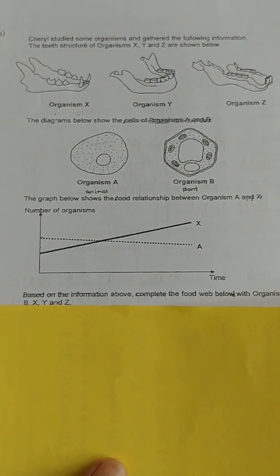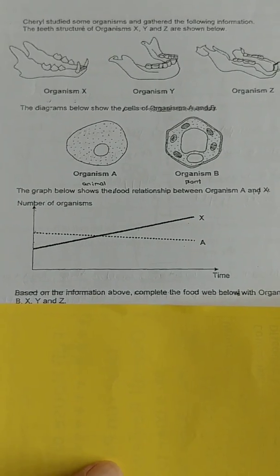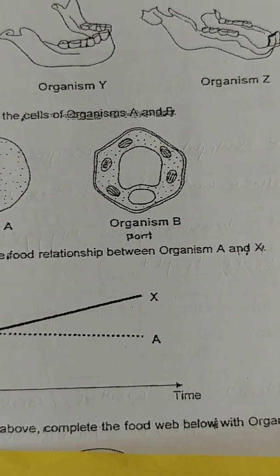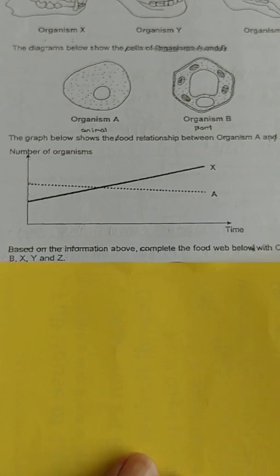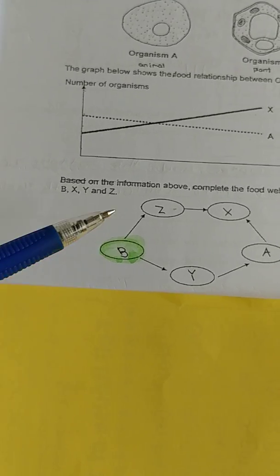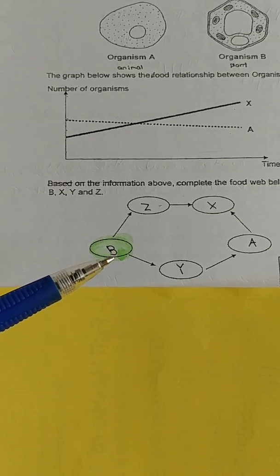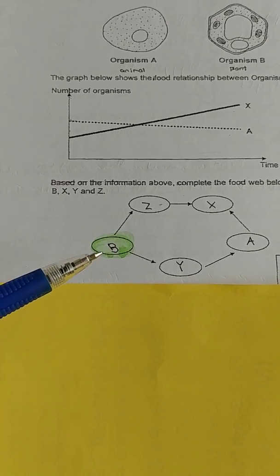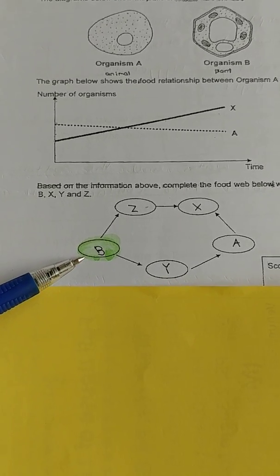So usually I teach the student to identify the plant. There's only one producer, organism B. So look at the food web here. As you can see, there's only one circle here which has two arrows pointing out, indicating that it must be a producer. So that is B, secure the place here.